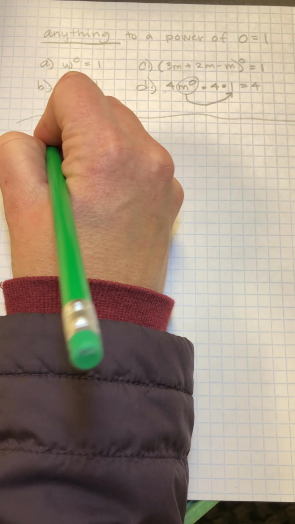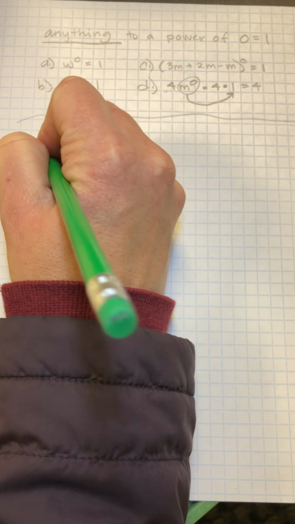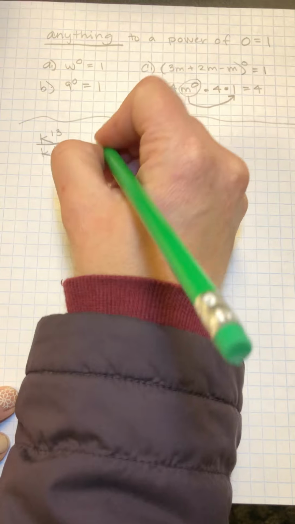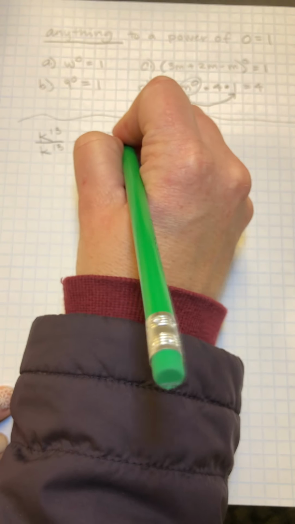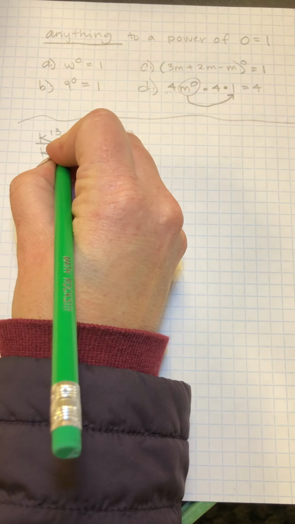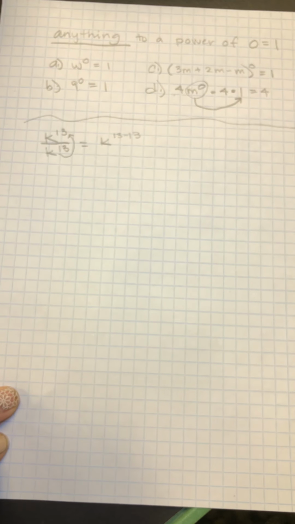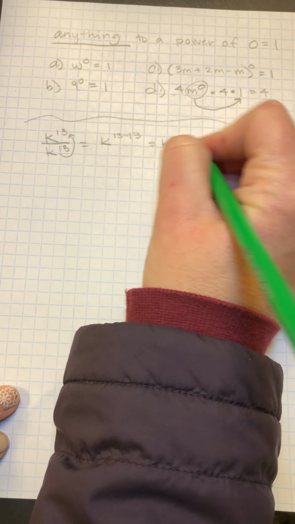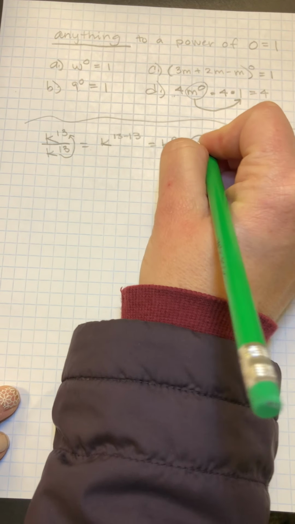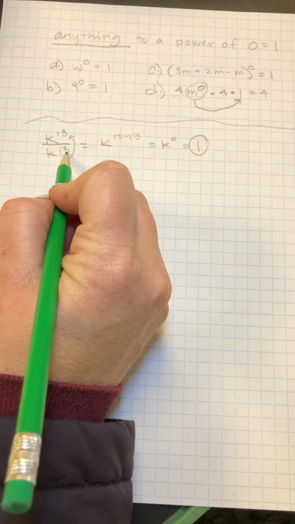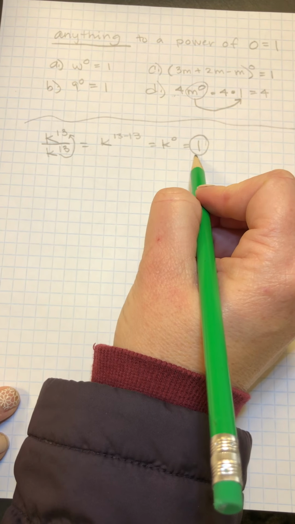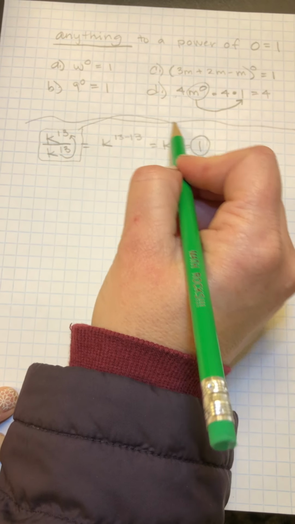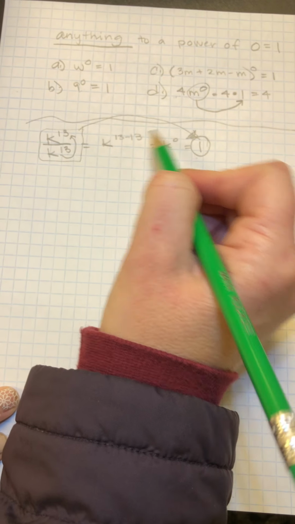13? K to the 13 over K to the 13. If we subtracted that, we would have K to the 13 minus 13, right? Because we're going to bring this up. Since they're the same, there's no top or bottom. And 13 minus 13 would be K to the 0, which is 1. So K to the 13 over K to the 13 is 1. Anytime it's exactly the same on the top and the bottom, the answer will be 1 because they cancel out.